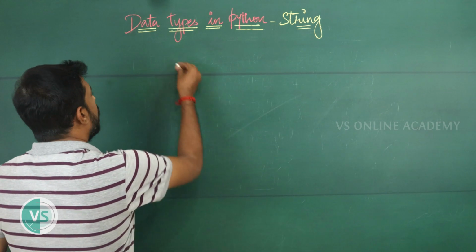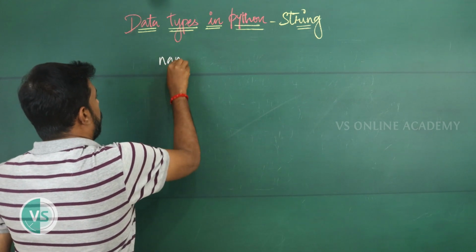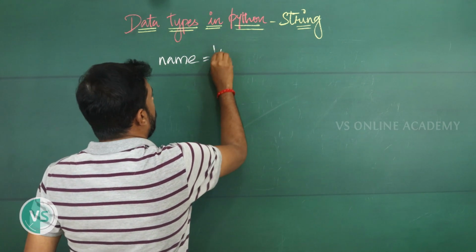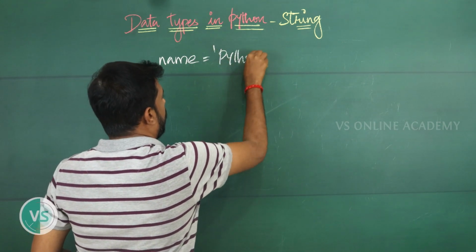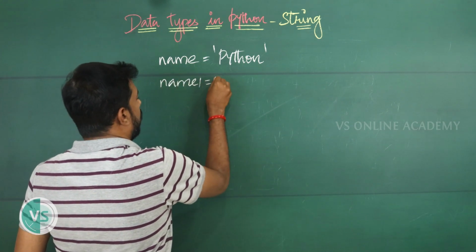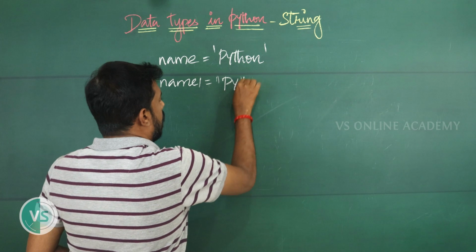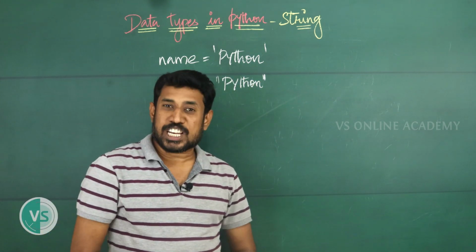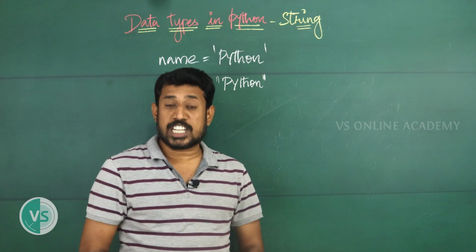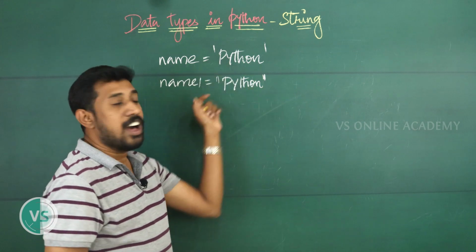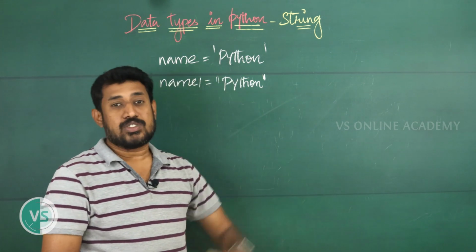Take a look. For example, name is equal to, in single quotes, Python, or name1 in double quotes, Python. Strings are immutable in Python. What is meant by immutable? Immutable in the sense we are not able to edit, we are not able to change the given value, that means the given string value.